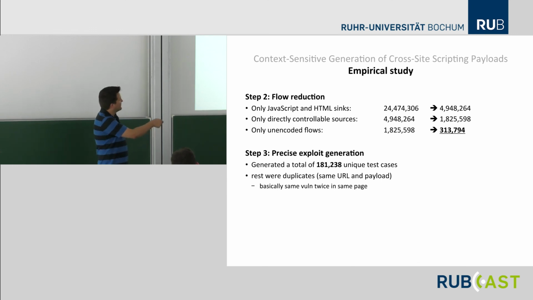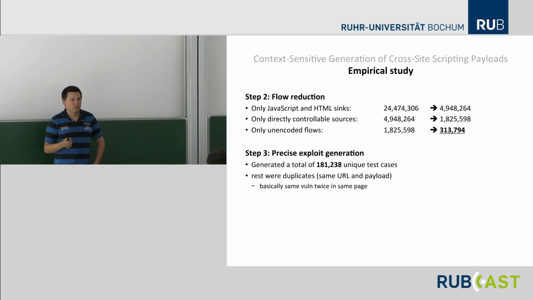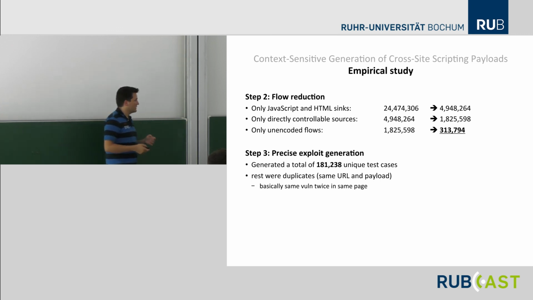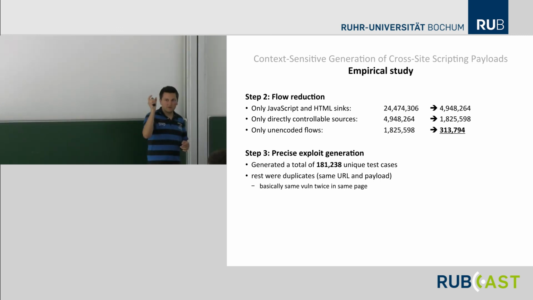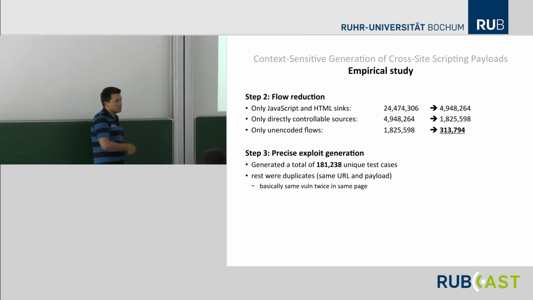This left us with about 4 million flows that directly went into document write, into eval, into inner HTML, and so on. And then we said we only want flows that we directly control. We had a lot of exploits where we can indirectly influence the behavior of the exploit. We said let's go for the easy things, just where we really control the value as an attacker, which left us with 1.8 million flows.